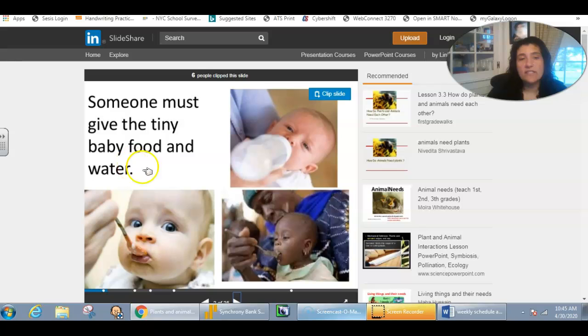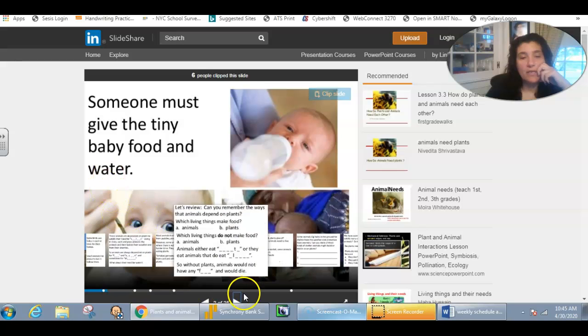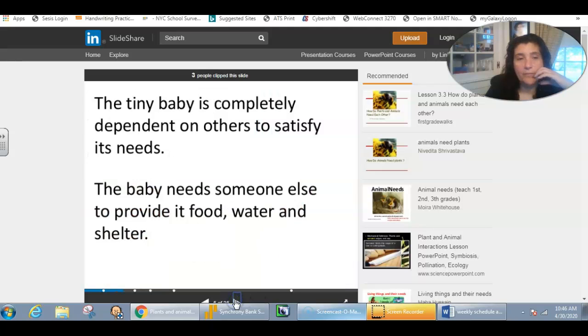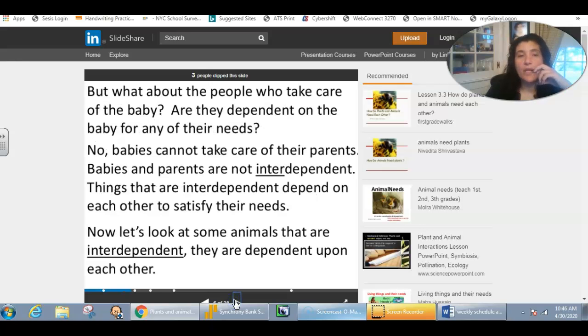It says someone must give the tiny baby food and water. So this is how they're trying to explain to you what it is to be interdependent. The baby needs the mommy to give her food, right? So here's the mommy giving the baby food. Someone has to put clothes on a baby because the baby has a dependency on someone helping them. So the baby needs someone to provide food, water, and shelter.